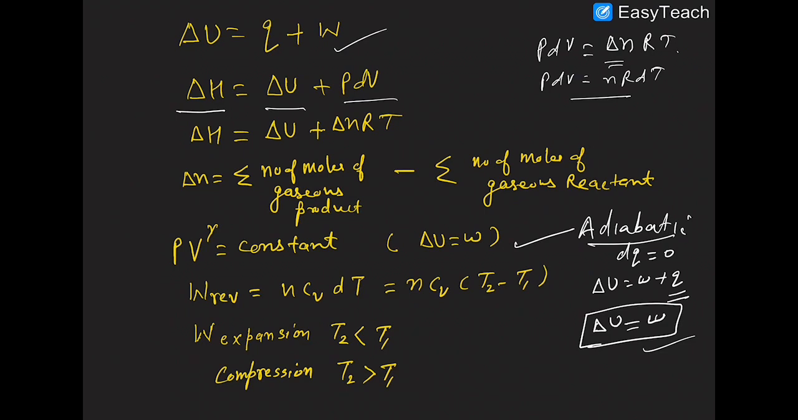Now W reversible is equal to nCV delta T or mCV delta T. In place of delta T, what can you have? T2 minus T1. What is work expansion in this case? Work expansion happens if T2 is less than T1. It means cooling takes place. And in case of compression, what happens? Heating takes place. If T1 is greater than T2, it means T2 is less than T1. Final temperature is less than that of initial temperature.